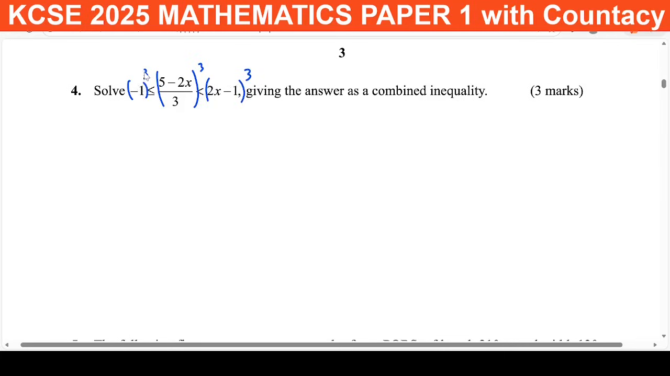So what we get here is -1 multiplied by 3. That's going to give us a -3. We have less or equal to, this 3 cancels out to have 5 minus 2x is less than. We multiply this by 3, that's going to give us 6x. When we are multiplying this by 3, we are multiplying basically everything that is inside the brackets. So we have 3 by 2x, that's 6x, and then we have a minus 1 by 3, that's going to give you a 3.